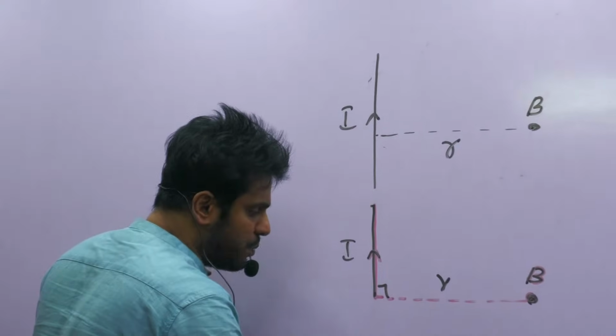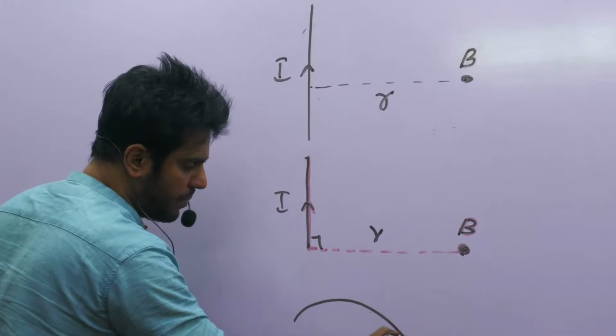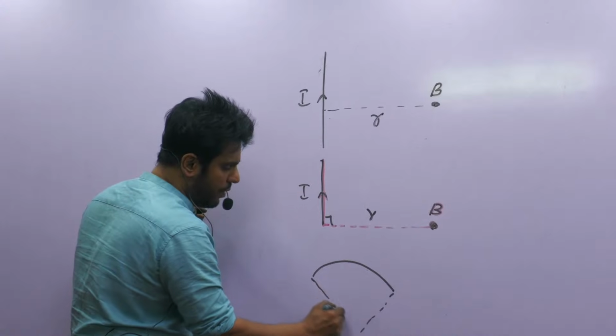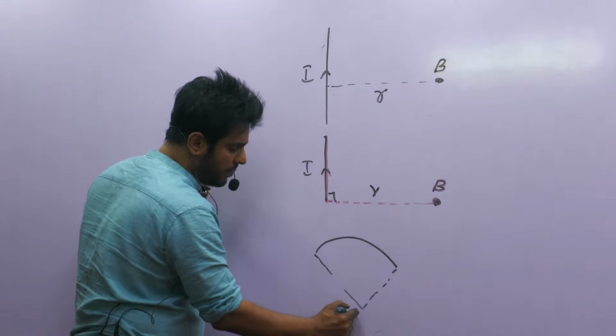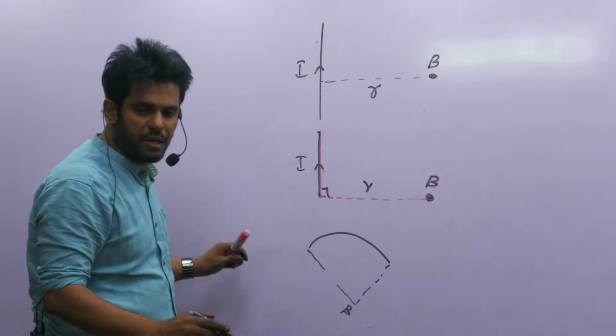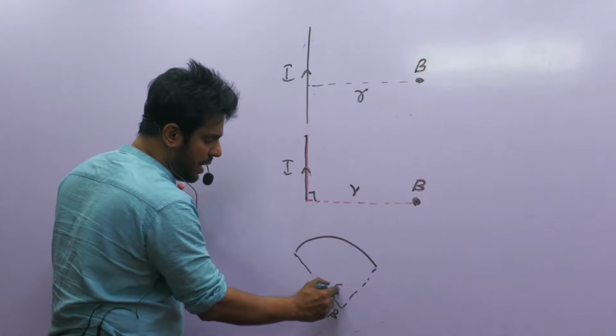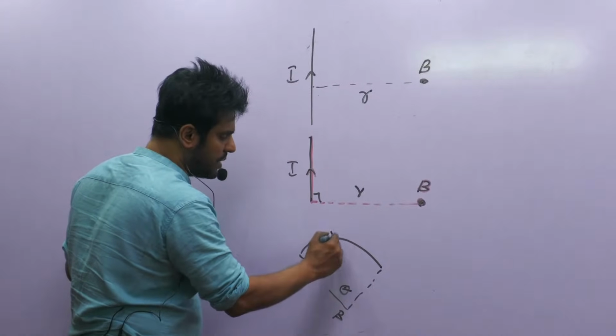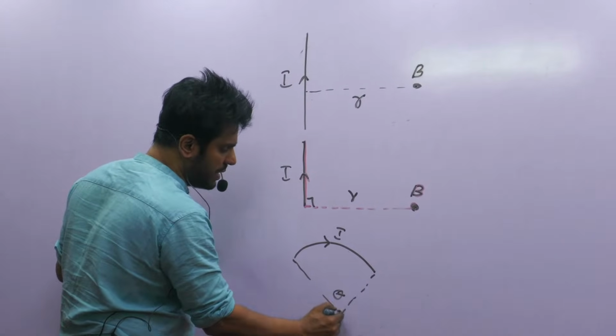When the wire is bent like this, now this is the center. Now we assume the subtended angle at the center as theta. Now this is the current. Now this is the necessary point.